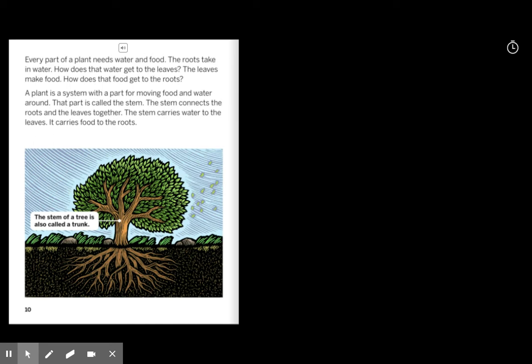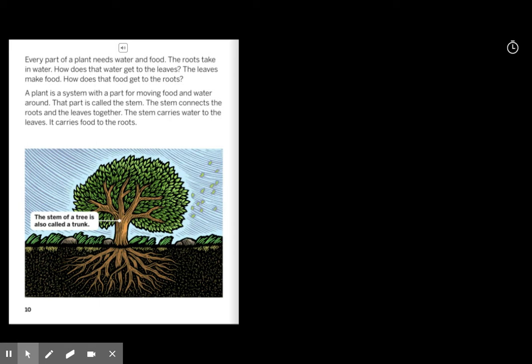Every part of a plant needs water and food. The roots take in water. And how does that water get to the leaves? And the leaves make food. And how does that food get to the roots? A plant is a system with a part for moving food and water around. And that part is called the stem.